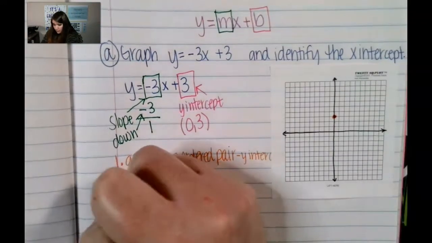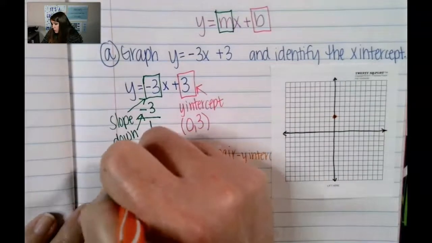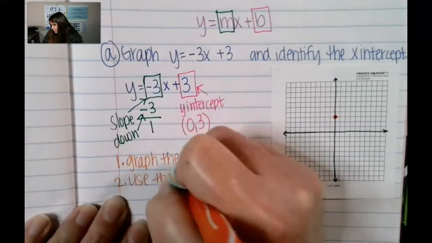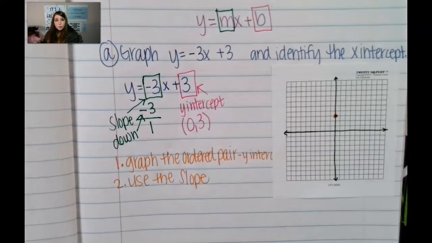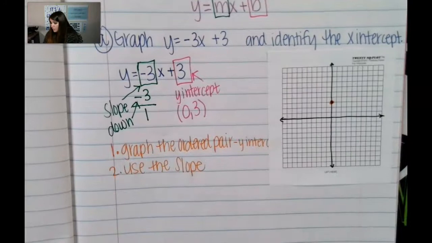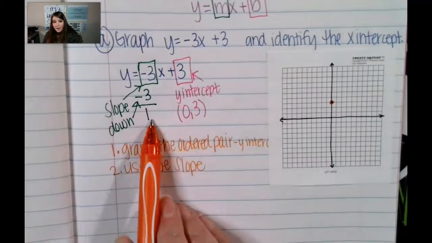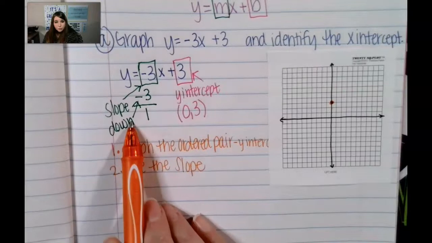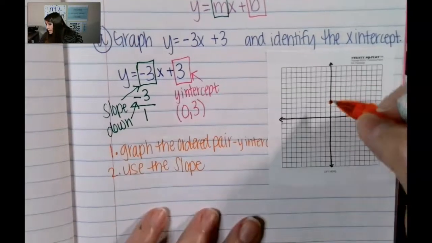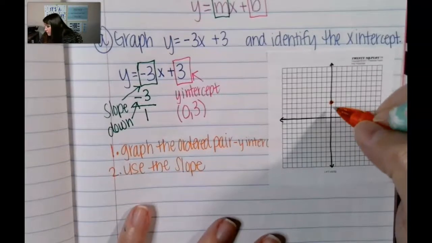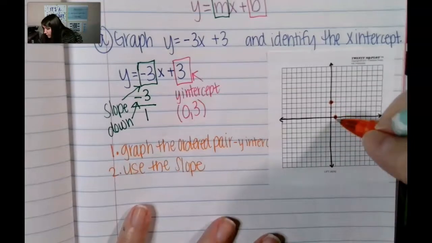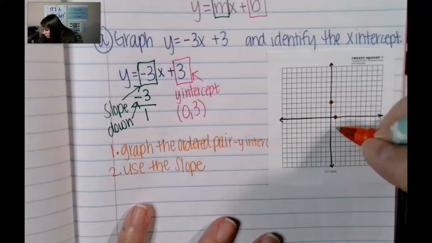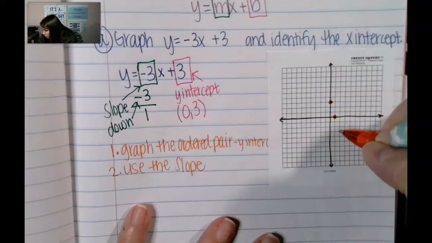Step 2. My step 2 is that I am going to use the slope. So now I'm going to use the slope to put another dot. Well, my slope says to go down 3 and over 1. Down 3, over 1. So that's exactly what I'm going to do. I'm going to go down 3, 1, 2, 3, and over 1. I'm going to continue. Down 3, 1, 2, 3, and over 1.